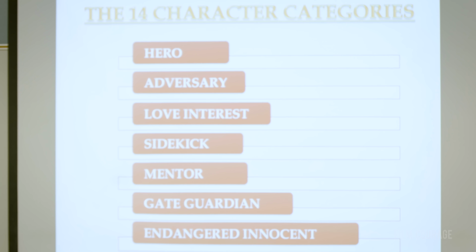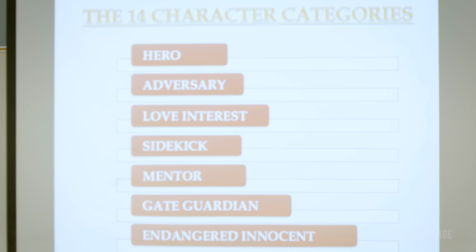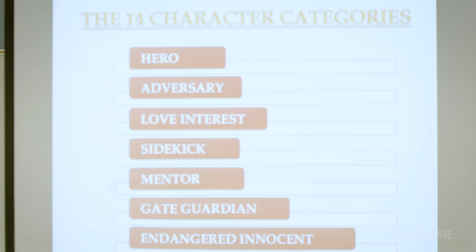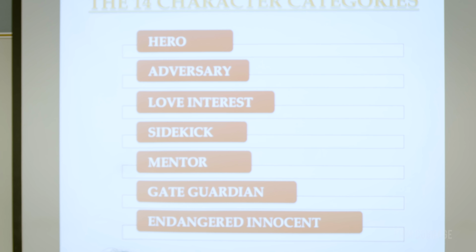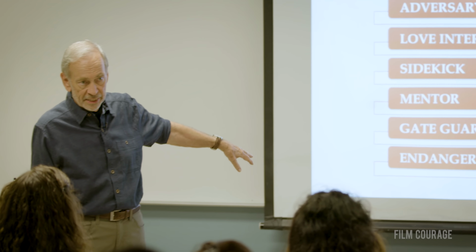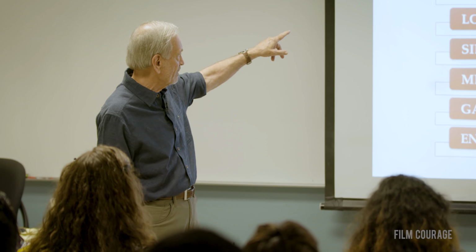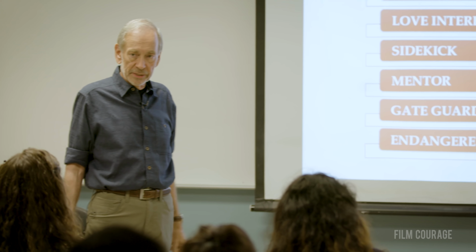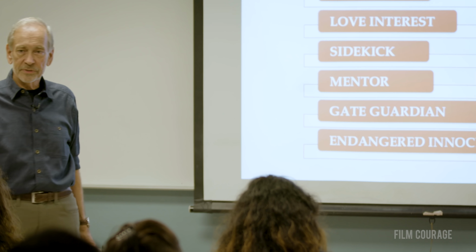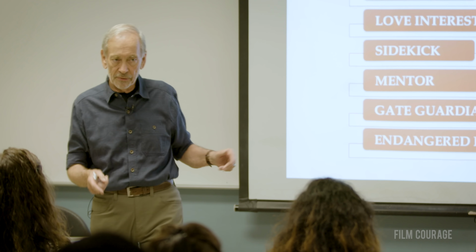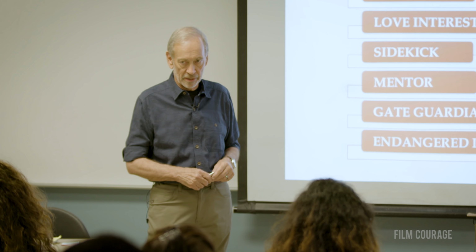Now, you saw this last time. Here it is again. And I just want to run these past you one more time. These are in the book. Don't worry about that. But this is the first half of them. And tonight I've got examples of hero, adversary, love interest, sidekick, mentor, and endangered innocent. The Gate Guardian we will save. It's usually more of a lesser part than the others, and we'll save it for another time.